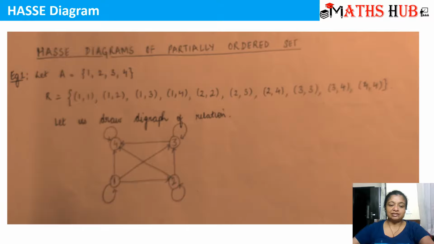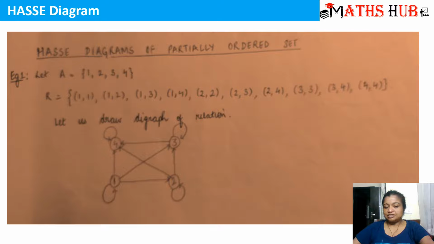So let us take one example where the set A is given to us as 1, 2, 3, 4, and the elements of the relation are given to us as 1,1; 1,2; 1,3; 1,4; 2,2; 2,3; 2,4; 3,3; 3,4; and 4,4, right?